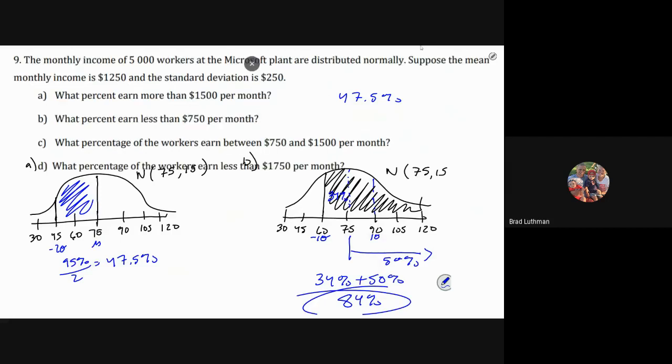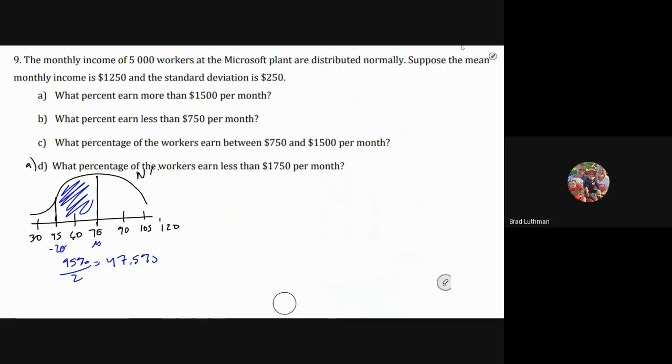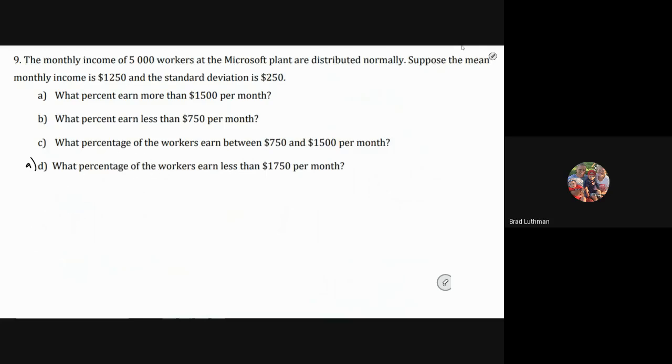One final problem. Thanks for your stamina. The monthly income of 5,000 workers at a Microsoft plant are normally distributed. Suppose the mean is 12,500. Standard deviation is 2,500. Here's what I'm going to do, guys. I'm not going to draw this out perfect or explain all my work perfect. I'll explain some of it. Hopefully by now you're following along. So maybe you can do it ahead of me, press pause on your play button, and then just check me for answers.